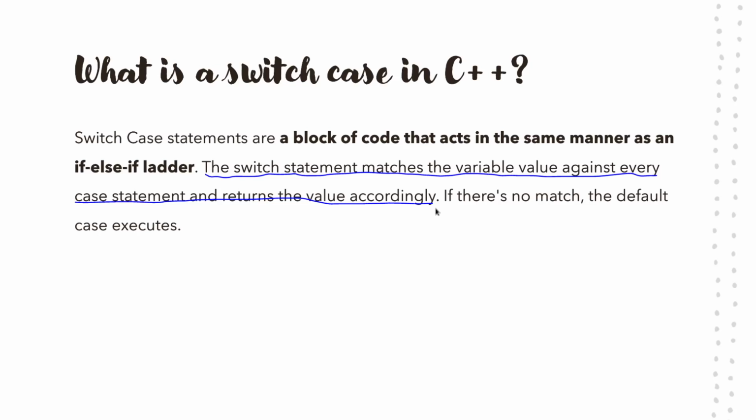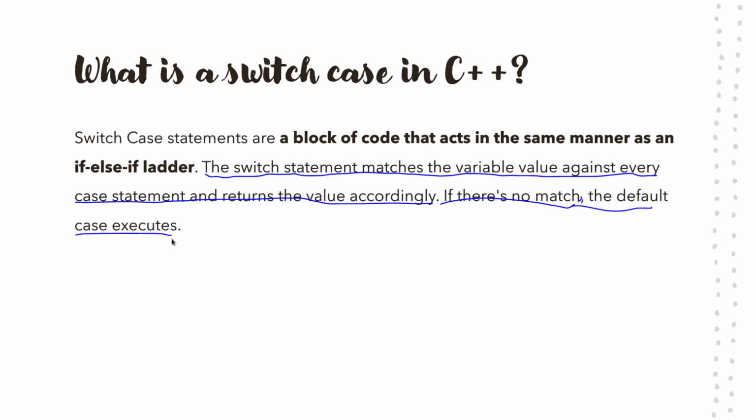Now we can write as many cases as we want. And if there is no match, if no case value matches the value of the variable, then the default case executes. We write a default case also, and if nothing is true, or nothing is equal to the variable value, then the default executes.